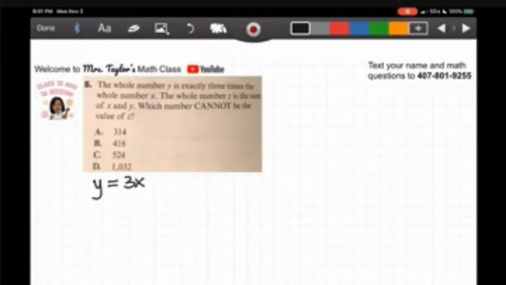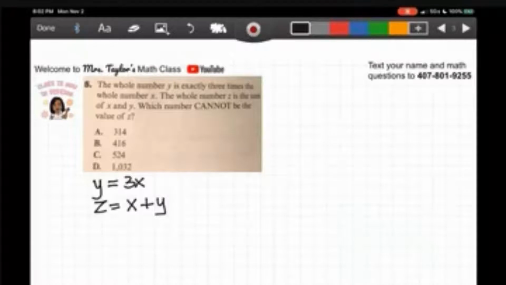Now keep in mind that x and y right now are whole numbers. So that means it's not a negative number, it's not a fraction, it's not a decimal, it's just a regular whole number. And then it tells you in the second sentence, the whole number z is the sum of x and y. So I also know that z is equal to the sum, and sum means addition, x plus y. And then it says which number cannot be the value of z.